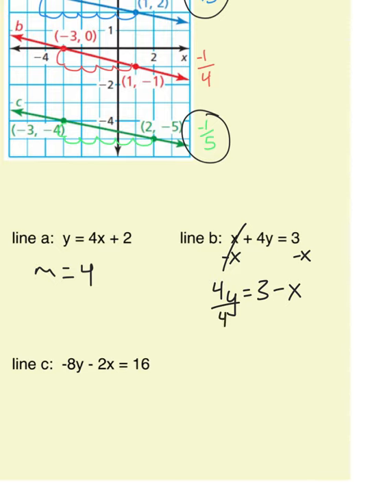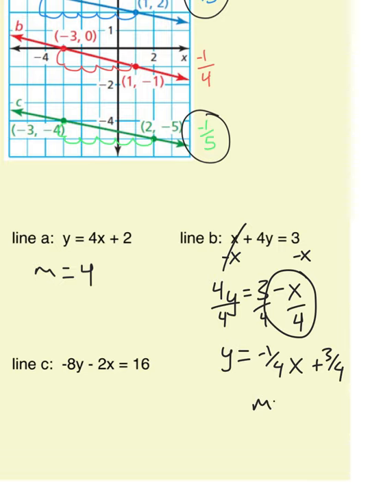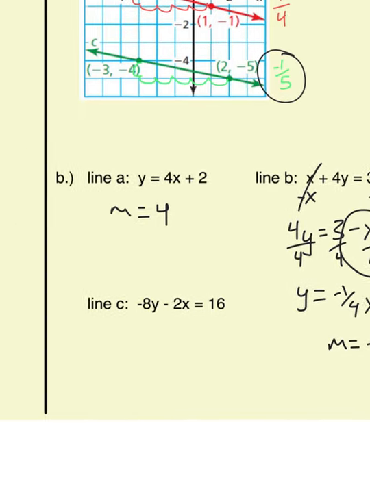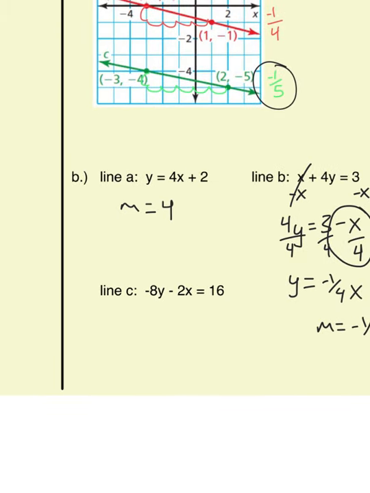Then we need to get rid of the 4. To get rid of multiplication, we divide. And when I divide, I need to divide every single term by 4. So now I have y equals, I'm going to put this term first. Negative x over 4 is the same thing as negative 1/4 x, plus 3/4. So now I can see that m is negative 1/4. And so far we have line A and B are not parallel.